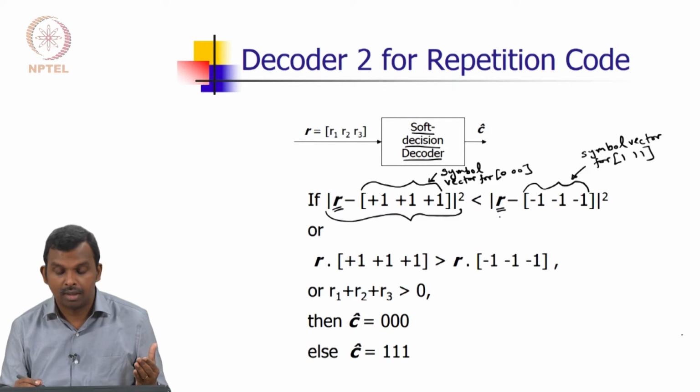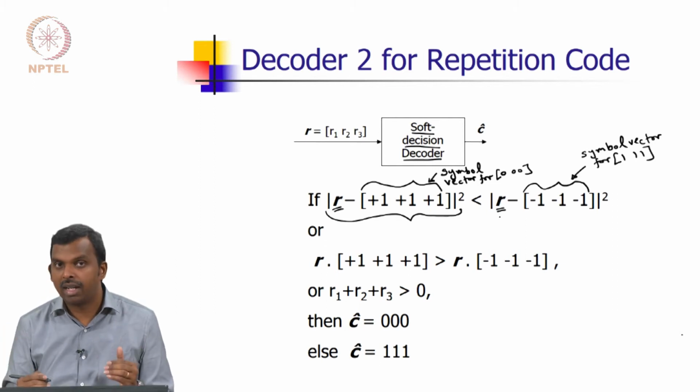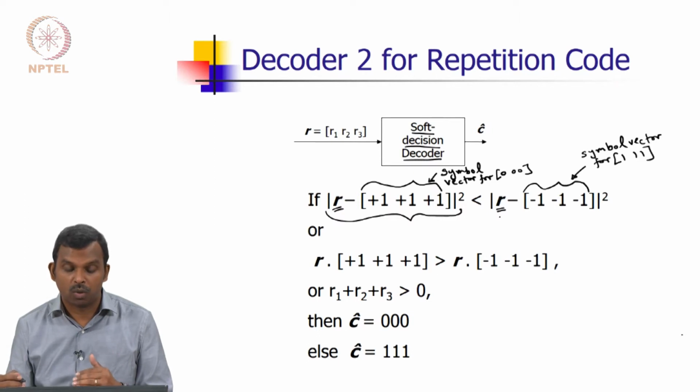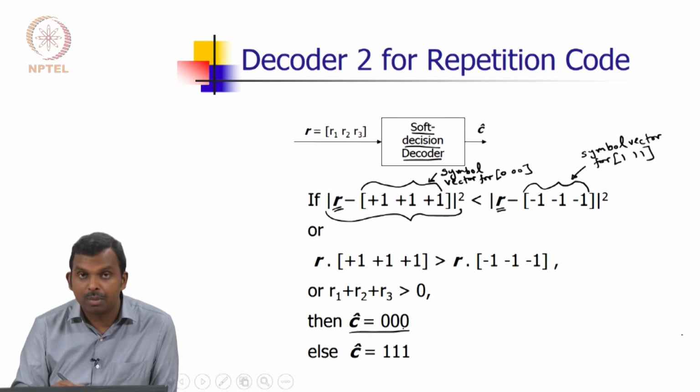What is the distance from 0 0 0? What is the distance from 1 1 1? Okay. But not in terms of bits, but in terms of real values itself, in terms of the symbol vectors +1 +1 +1 and -1 -1 -1. Okay. Whichever is closer, if it is closer to the code word 0 0 0, then you declare C cap is 0 0 0.